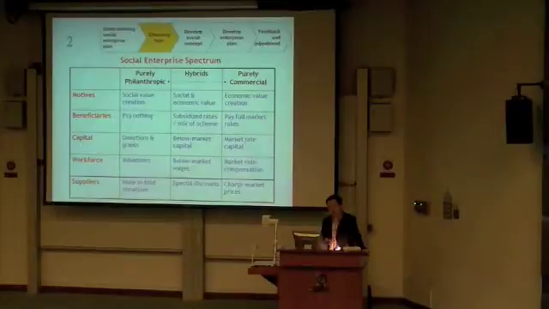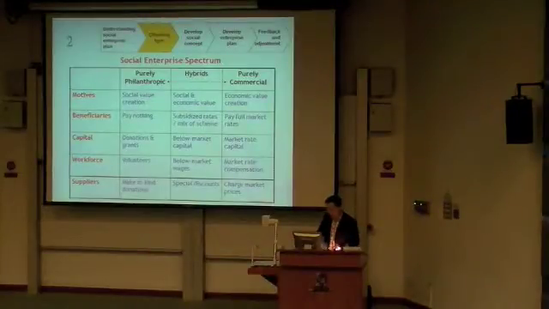This is one of the outlines of the social enterprise spectrum. It's not difficult to understand, because on the left-hand side are purely philanthropic ventures, and on the right-hand side are purely commercial ones. In between we have a hybrid. The hybrid may be a social enterprise, because a social enterprise always has both profit and social mission. It's like a charity organization plus a business operation.